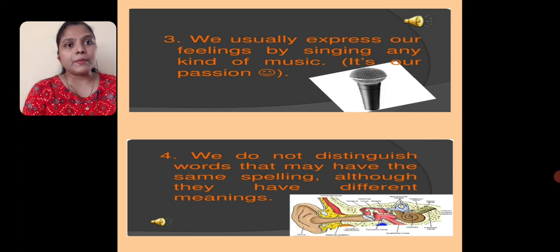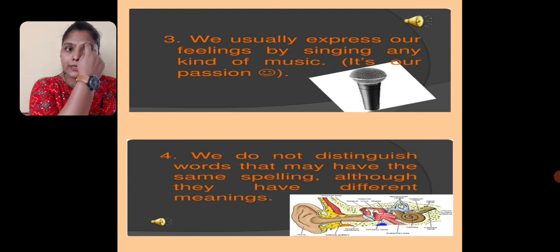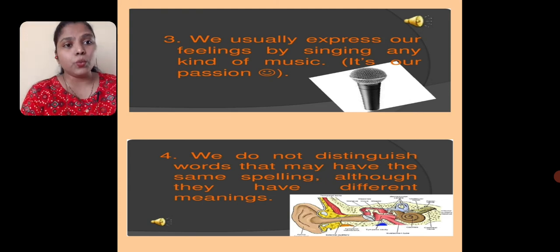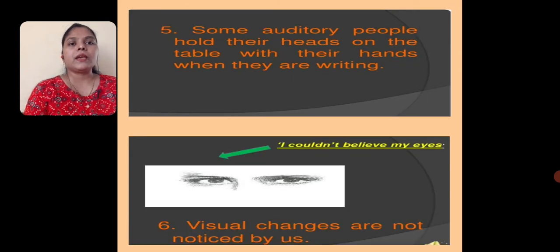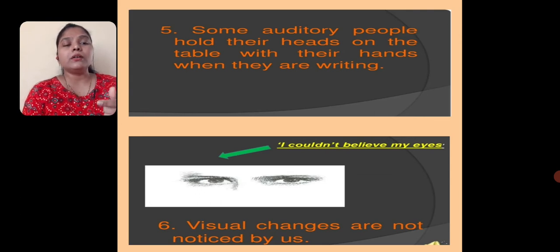They usually express their feelings by singing a kind of music that is a passion of the auditory learner. Then the fourth one is they do not distinguish words that have the same spelling, although they have different meanings. Next, some auditory people hold their heads on the table with their hands when they are writing something.